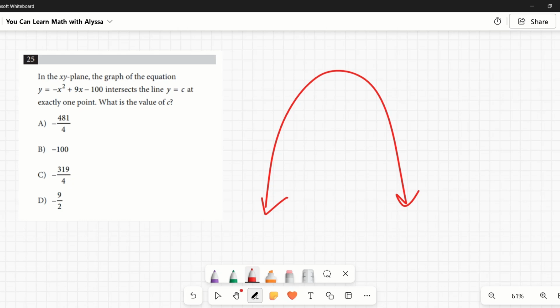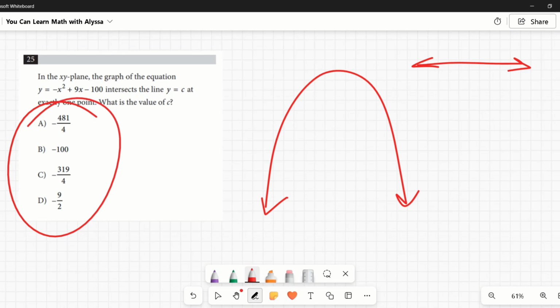And it's y equals c. So y equals c, y equals a number, is a horizontal line, because we know c is a constant, as those are our only options. So where in this parabola would a horizontal line cross it and intersect it at only 1 point? This would only happen at the vertex.